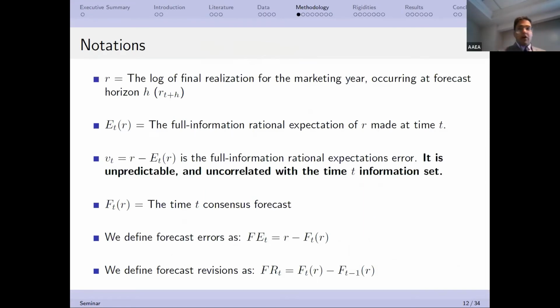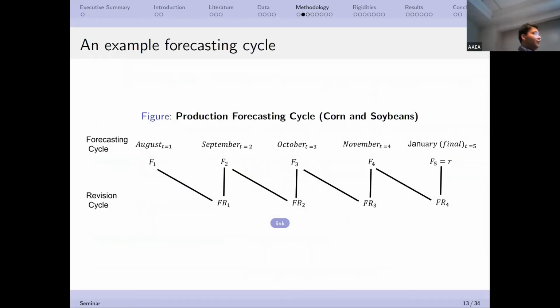So now I'll get into the methodology. We'll have a lot of equations. I'll try to simplify as much as I can. For example, for corn, this is the forecasting cycle for corn and soybeans. It's the same. The first forecast is available in August, September, followed by October and November. And the final estimates are available in January. So the January forecast is the final realization, which we are considering.